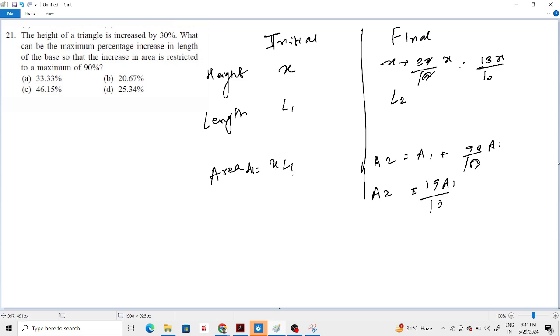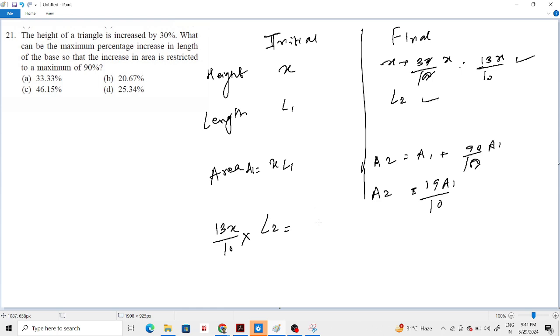Now why did I take length into breadth? Because I don't need half into base into height, that half is a waste of time. Oh, I took half into base into height. Even if you take that, the thing will be cancelled out. Okay, that is no need, so that is a misguidance.